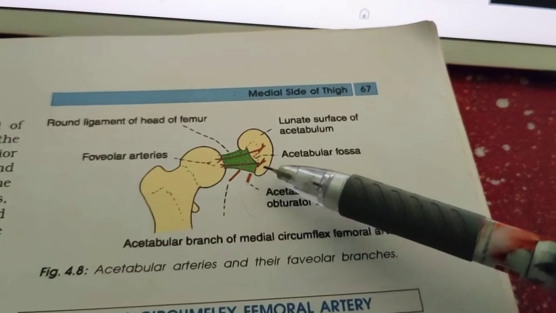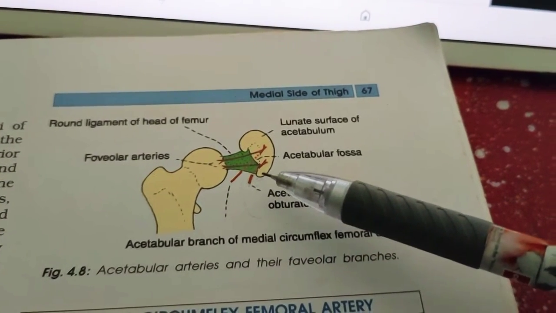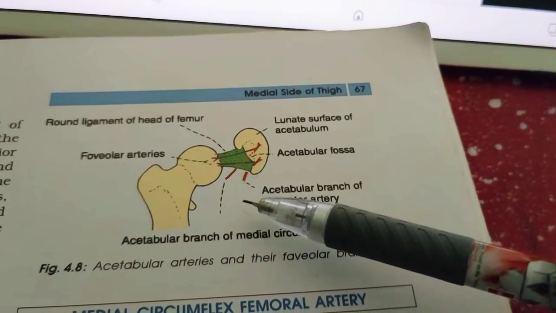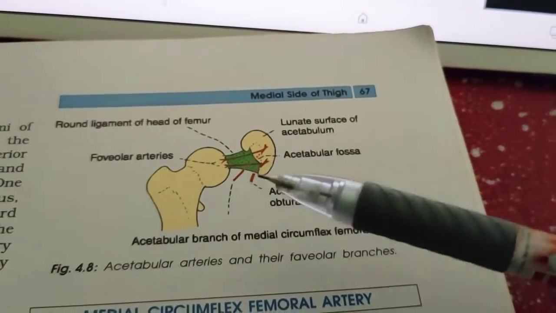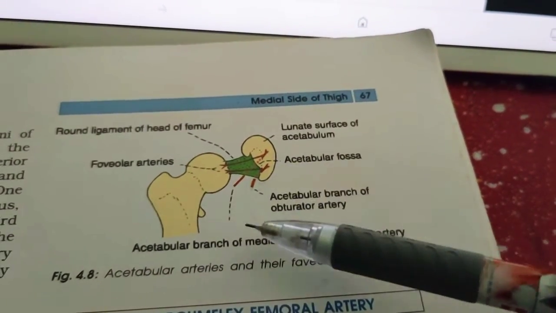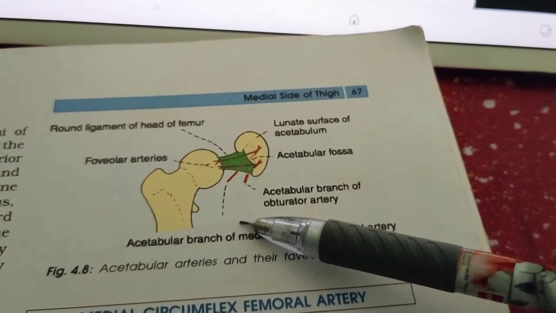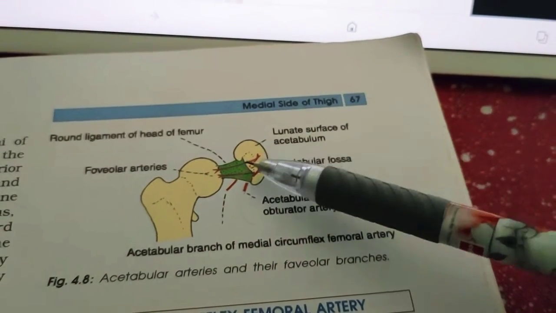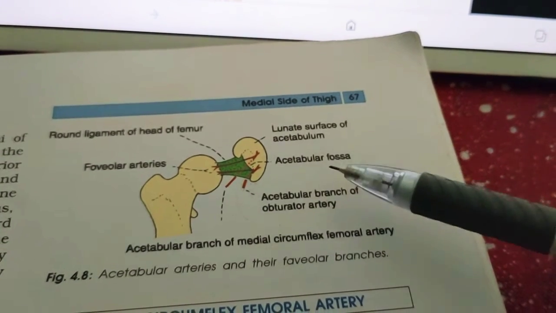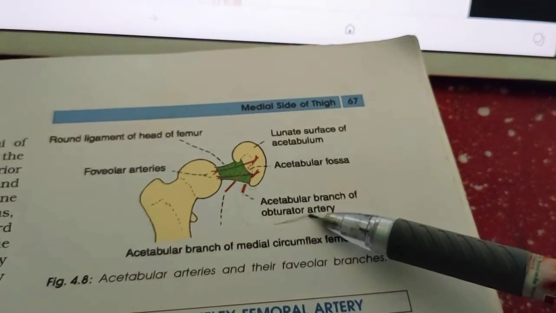So what they are saying, it will divide into anterior or medial, posterior or lateral. That is nothing but only 2 branches, anterior and posterior, which form a circle over the obturator membrane and anastomose with the medial circumflex femoral artery. With that, this obturator artery will anastomose.